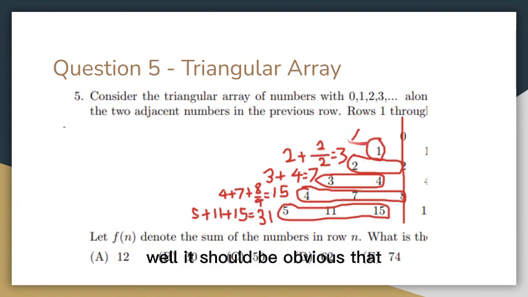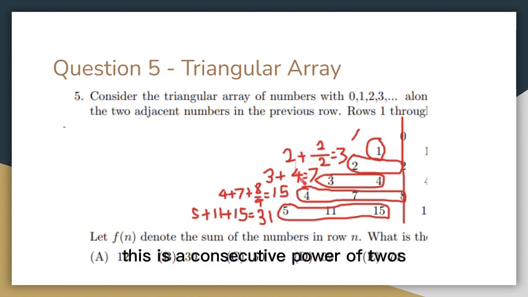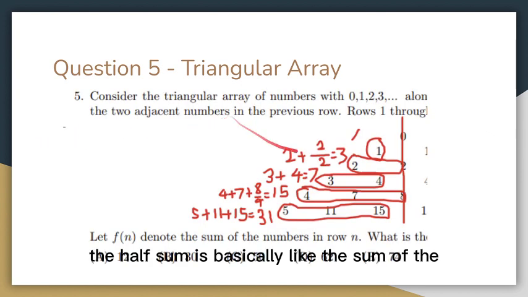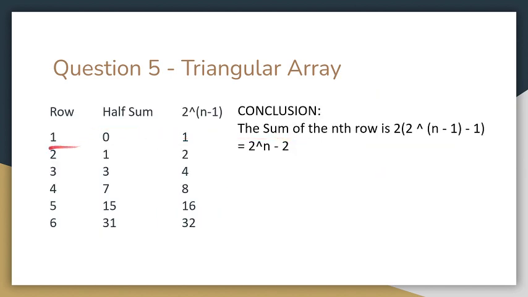Well, it should be obvious that this is a power of 2. This is a consecutive power of 2's. Sorry, I mean this is the ascending power of 2's minus 1. For example, the first row, the half sum. The half sum is basically the sum of this half. The row 1, the half sum is 0, and 2 to the power of n minus 1, n minus 1 is 0.